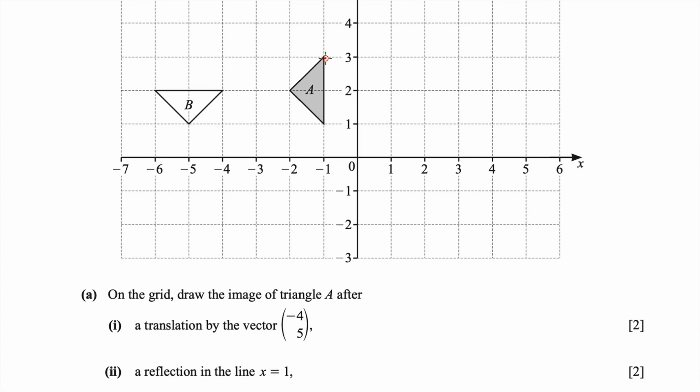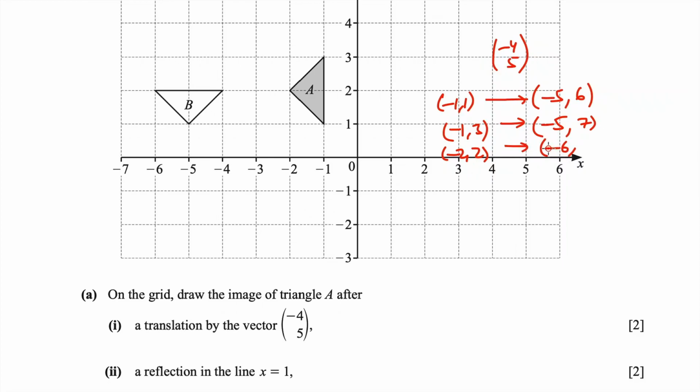So the 3 coordinates that are given are minus 1, 1, then this is minus 1, 3, and this is minus 2, 2. So after translation by minus 4, 5, that means every x coordinate will reduce by 4 and y coordinate will increase by 5. So minus 1 will become minus 5 and 1 will become 1 plus 5 is 6. So minus 1 will again become minus 5, 3 will become 8.